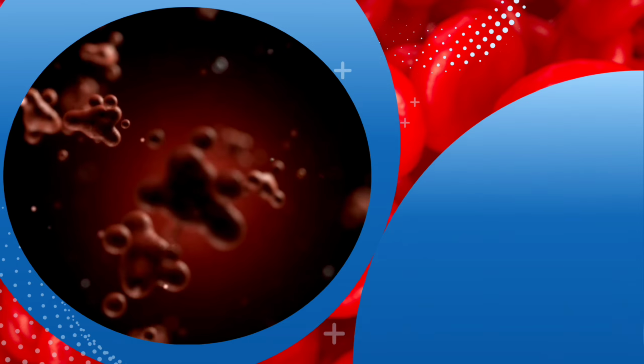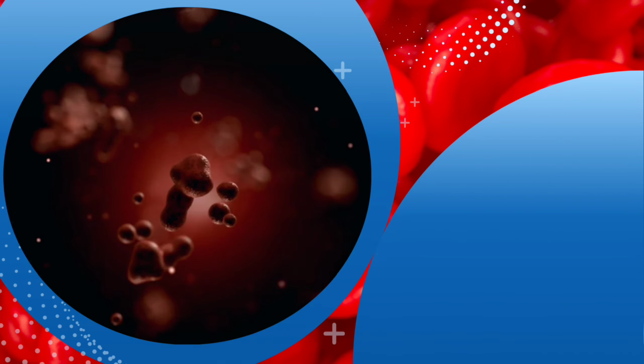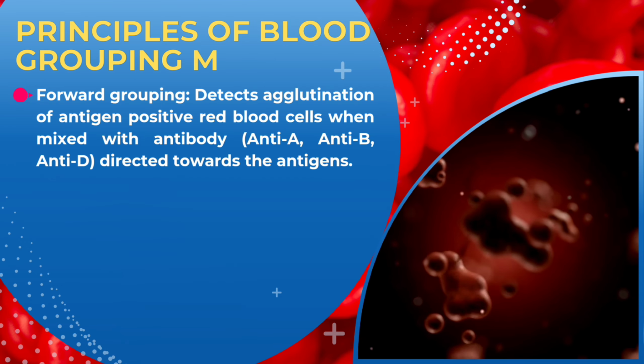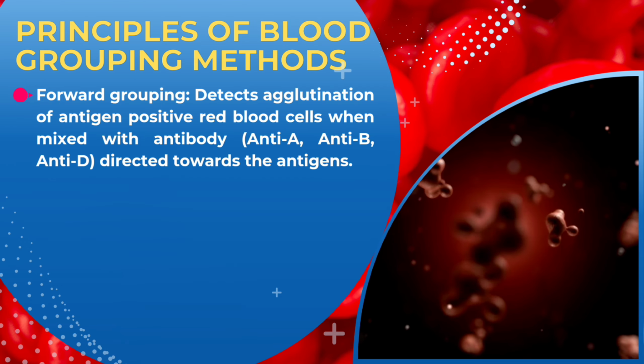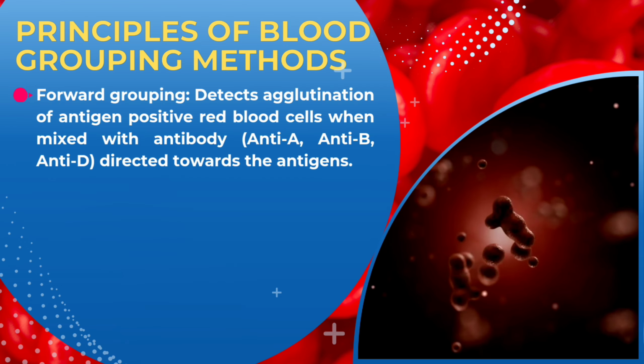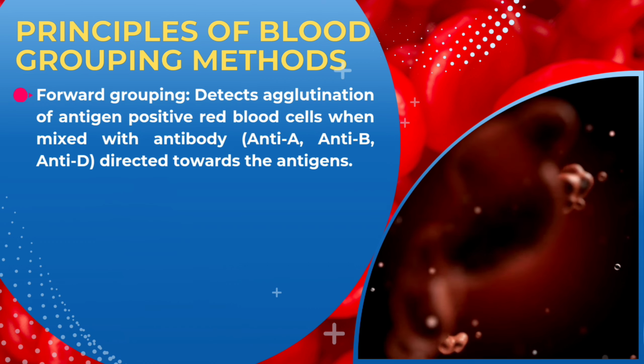Our red blood cells have tiny markers, or antigens, that act like molecular ID badges. The way scientists test for these markers is almost like a sophisticated matching game. It's called forward grouping, where we mix unknown blood samples with known antibodies to see if they clump together.